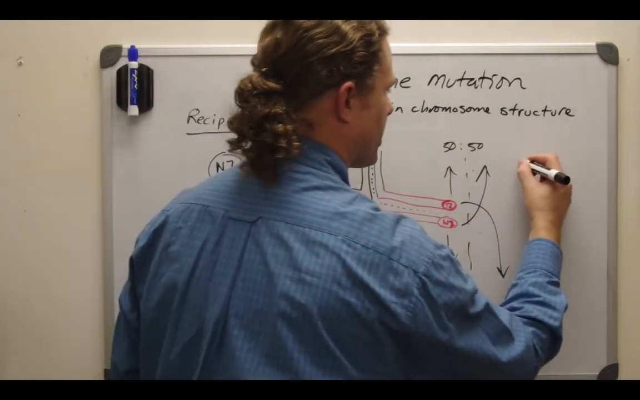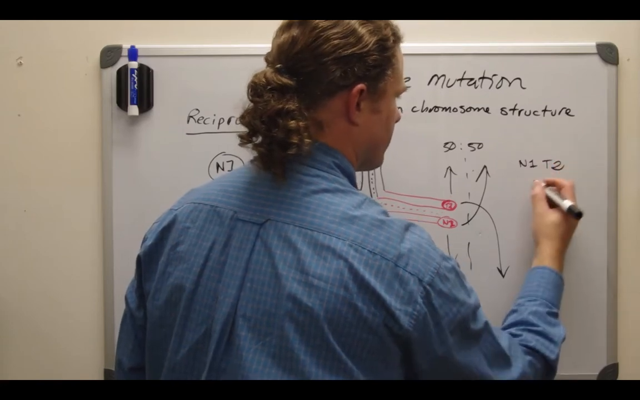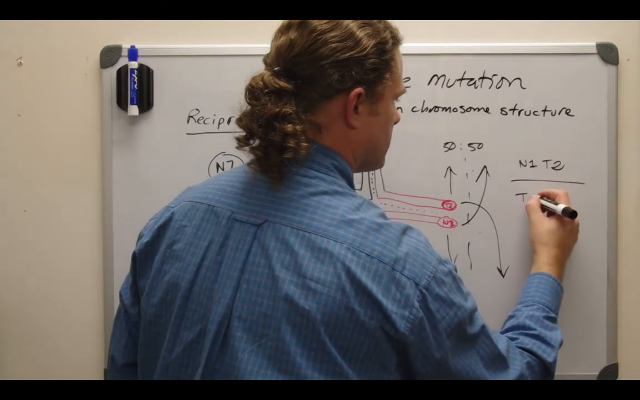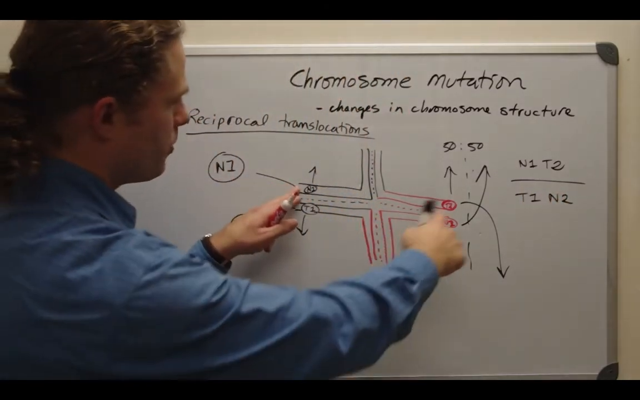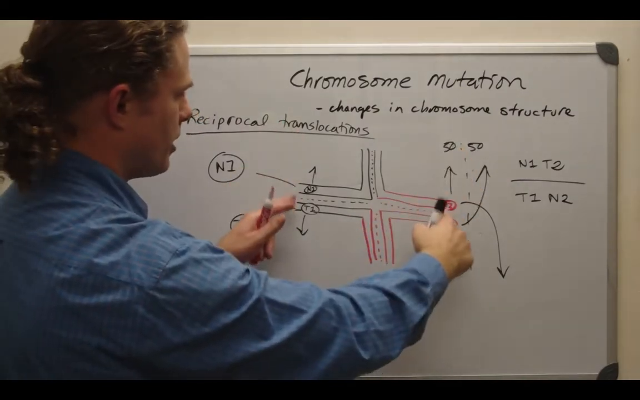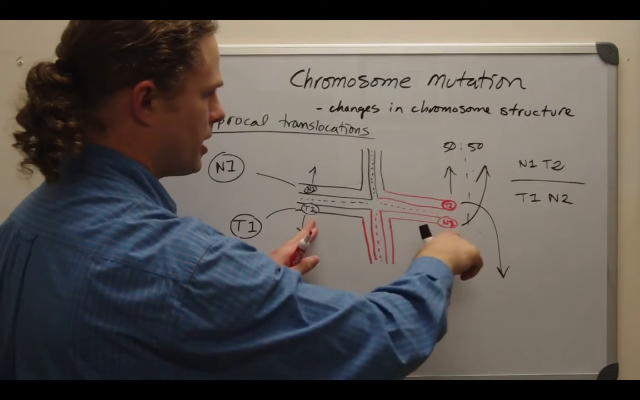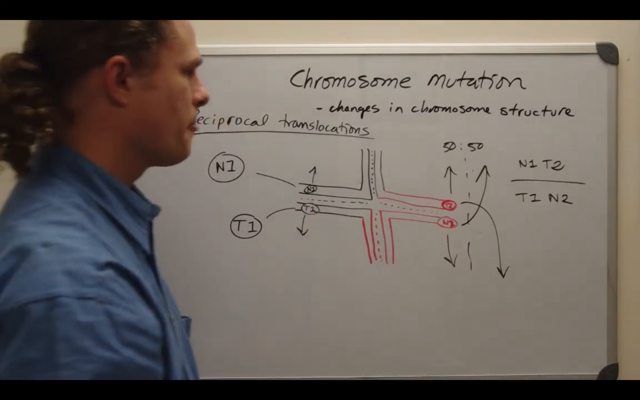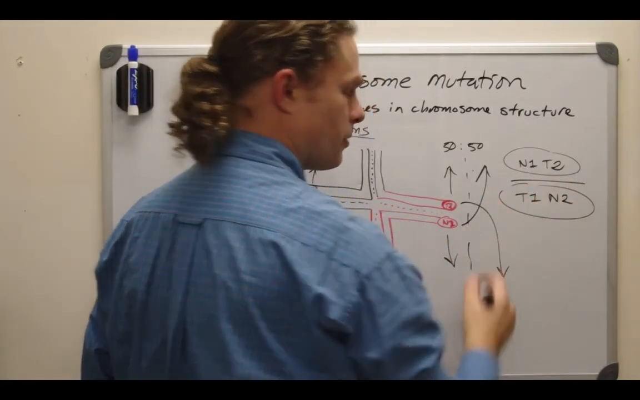The first one is we could have N1 and T2 going together, and then T1 and N2 going together. So N1 with T2 is that set going up to one cell for meiosis 1, and the T1 and N2 going down for that first cell division at meiosis 1. The first thing you should notice is that these structures are not compatible with one another.